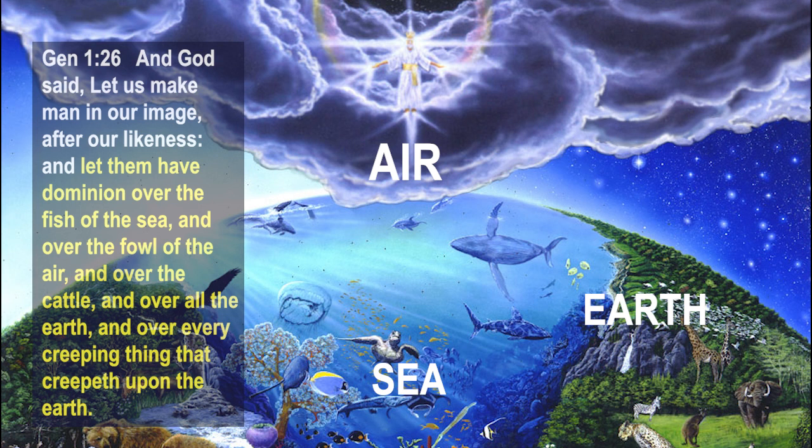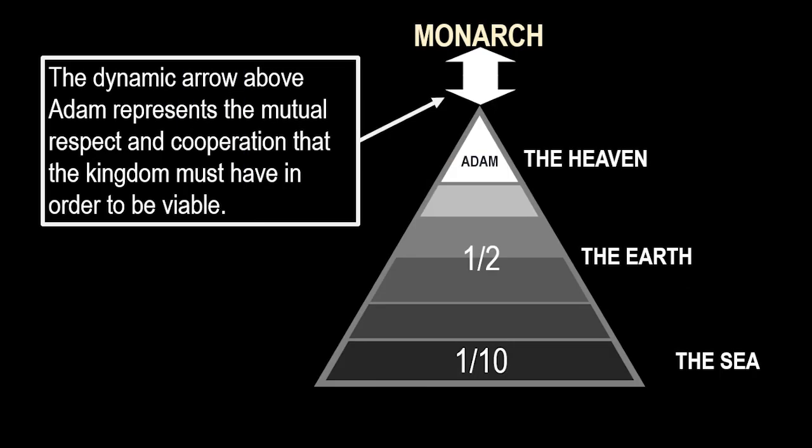The church is the dimension that receives the greatest measure of light because it is closest to the sun. The plan at creation was for Adam to be the head of the triangle, represented here as its apex, while God would be the monarch that would stand over or above him, being the one that would have the most authority. The dynamic arrow above Adam represents the bond of faith that the kingdom must have with God in order for it to be viable.